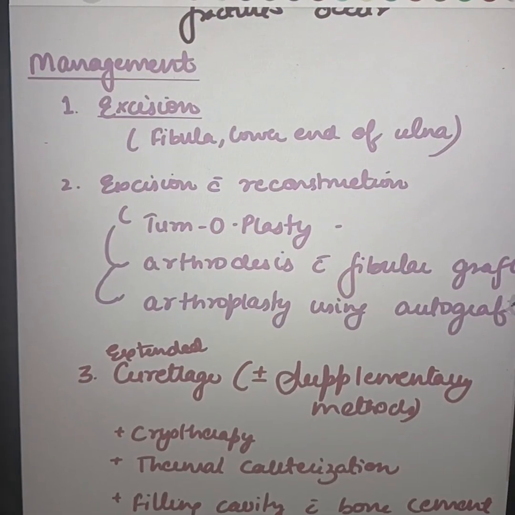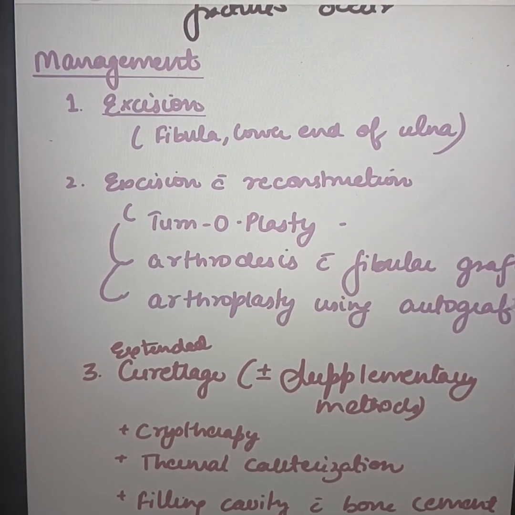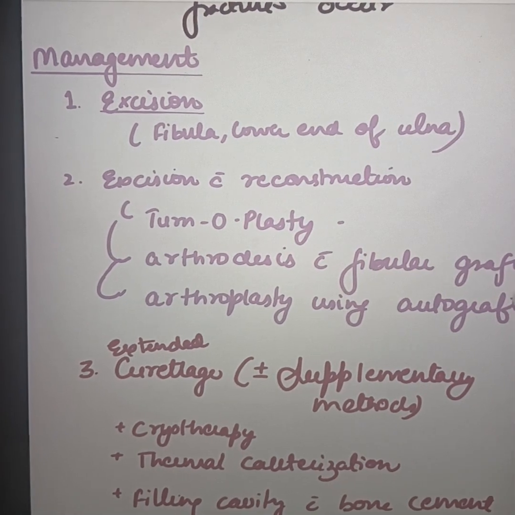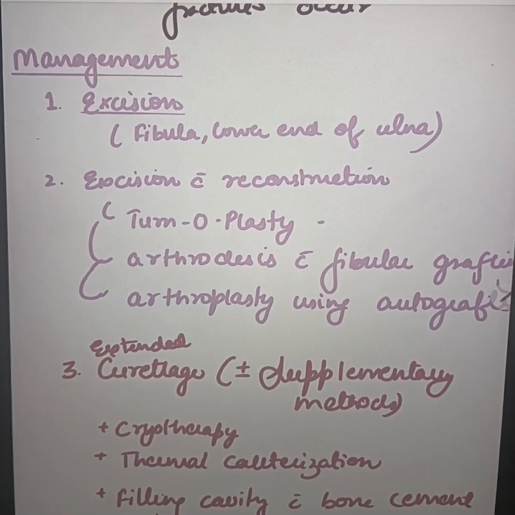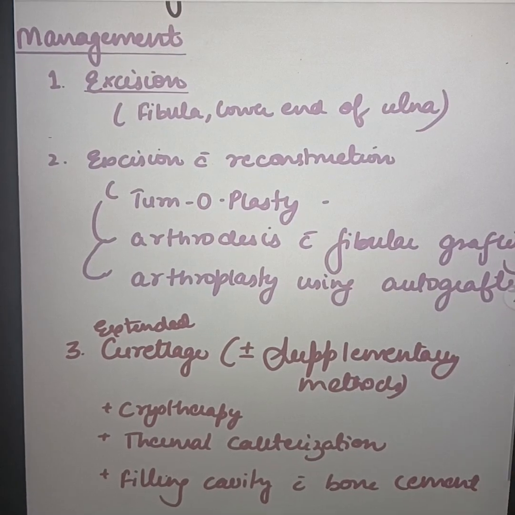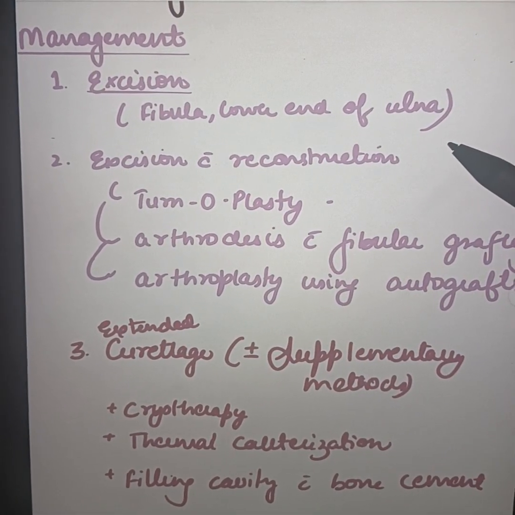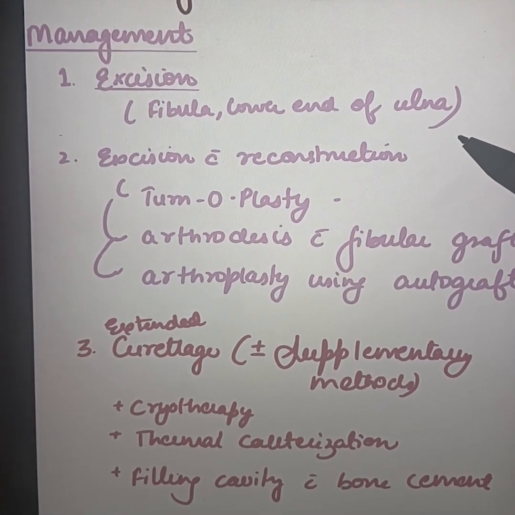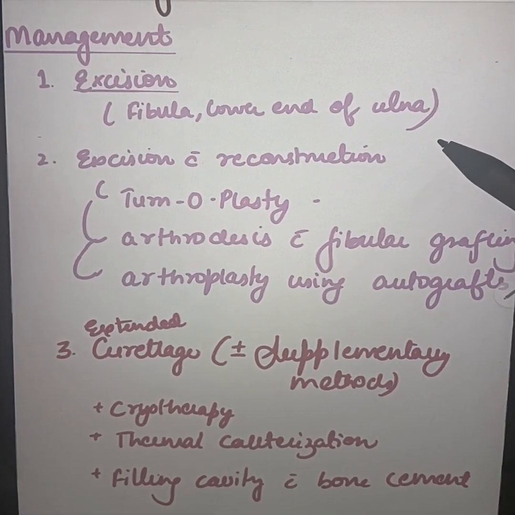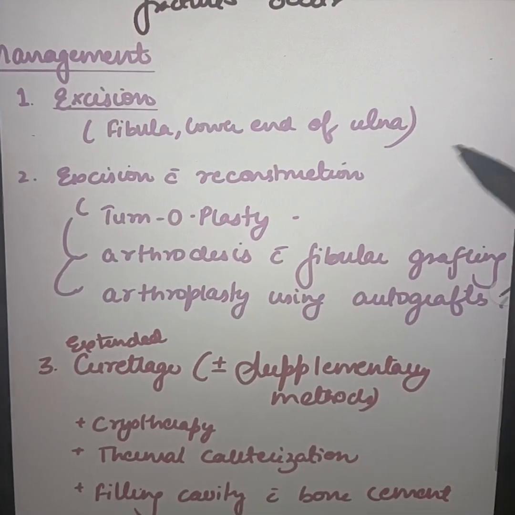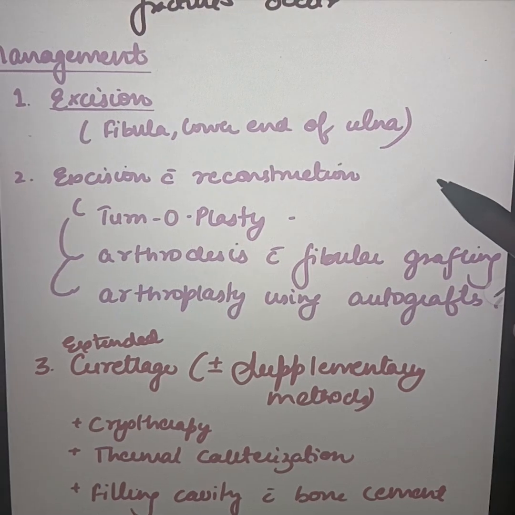Okay. Let us talk about the management. The management includes different modalities depending on which bone is involved. So we can do excision. Excision can be done if the tumor is located in a bone where if we remove that bone also, it does not impair the function. For example, the fibula, the lower end of the ulna.